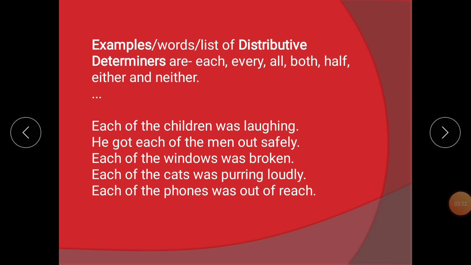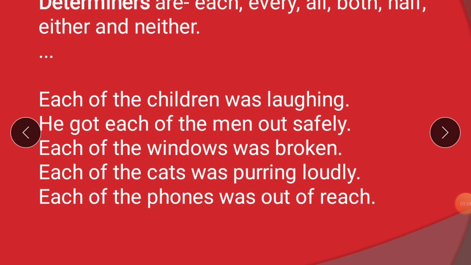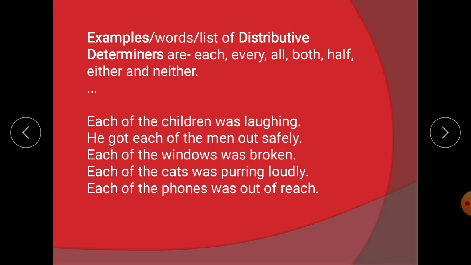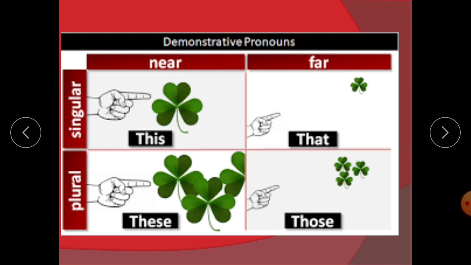Let's take some examples of each. Each of the children was laughing. He got each of the men out safely. Each of the windows was broken. Each of the cats was purring loudly. Each of the phones was out of reach. So beta, these are some examples of the determiner each.